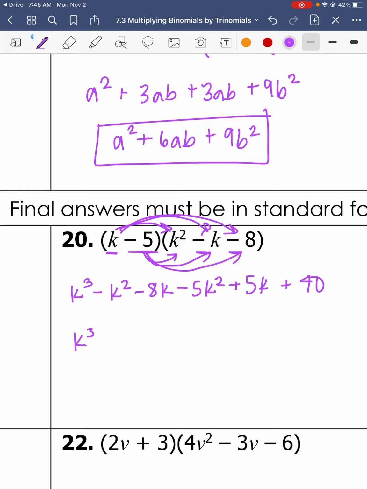And then combining like terms, we have k cubed, minus k squared minus 5k squared is minus 6k squared. And then negative 8k plus 5k is negative 3k, plus 40.